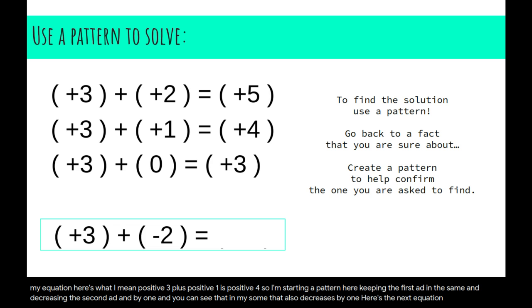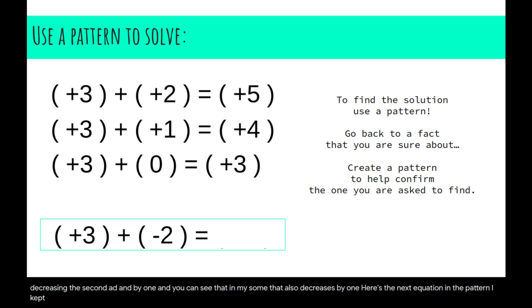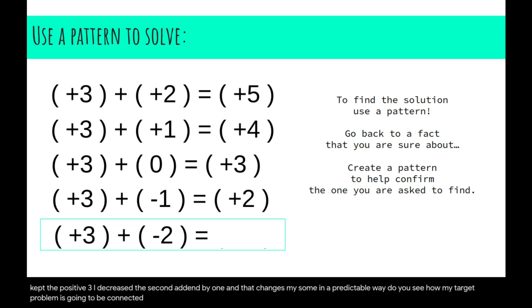Here's the next equation in the pattern. I kept the positive 3, I decreased the second addend by 1, and that changes my sum in a predictable way. Do you see how my target problem is going to be connected? Following that same pattern, I have positive 3 plus negative 1 is positive 2. Can you figure out the answer to my problem using the pattern?